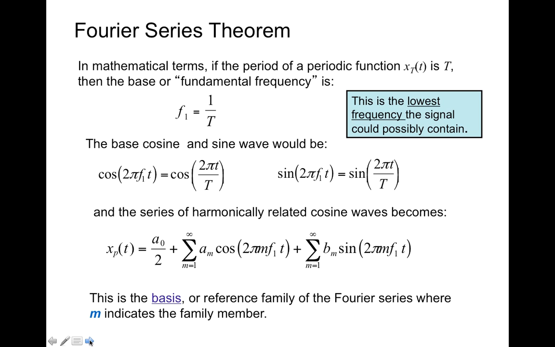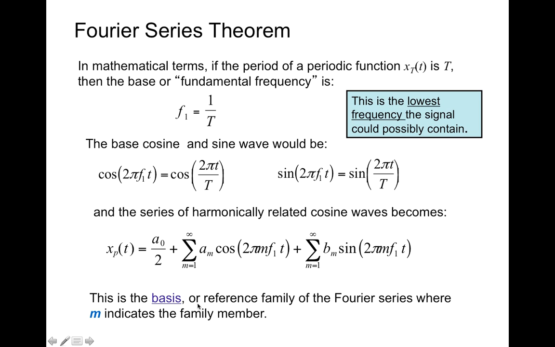So here's an expression of the Fourier series theorem. F sub 1 is called the fundamental frequency. It's 1 over the period. And so our fundamental sine and cosine waves can be written as functions of F1 or the period T, or as I've done in some of my notes, omega 1, where omega is the frequency in radians per second. And then we can write the series as the expression given here.